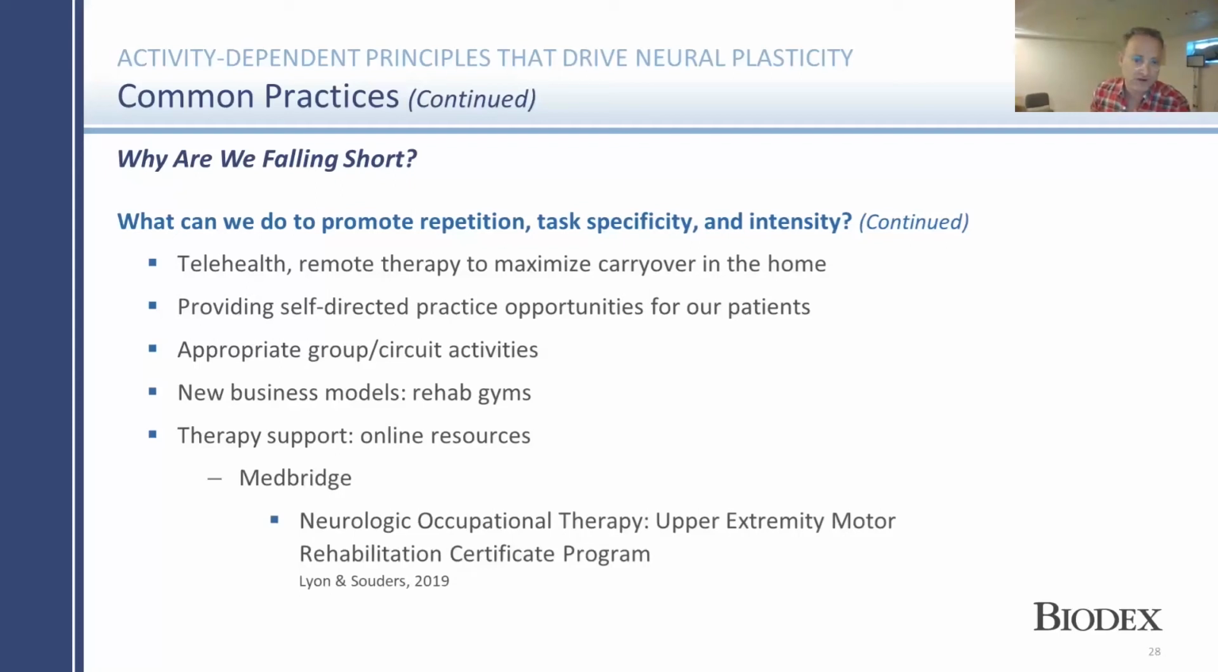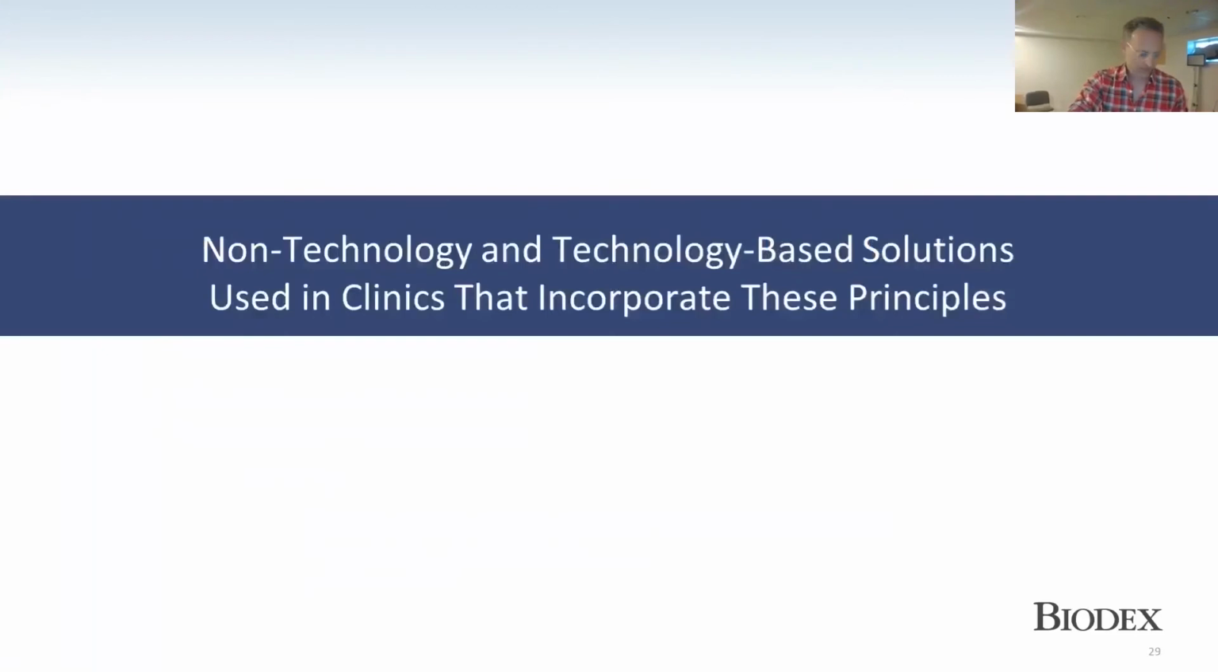There are online resources for us. I don't know if you guys know of MedBridge, but that seems to be the go-to for CEs these days. It's a little bit on the expensive side, but they offer some really cool courses, like this neurologic OT upper extremity motor rehab certificate program. I just looked it up, and it looked cool. I'm not in the clinic anymore, so it's not for me. But there are more resources out there that can help us gain more information and bring our skills to the next level, so we can ensure that we're carrying through these principles. Sorry, I'm losing my voice there.